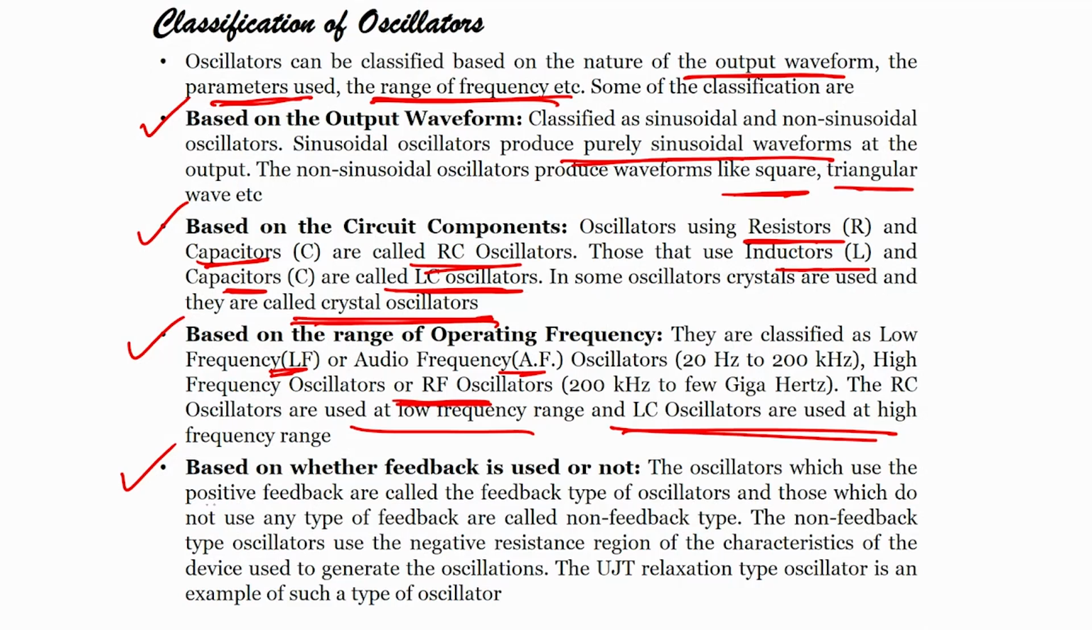So we have seen classification based on component, output waveform, and frequency. Now let us see based on whether feedback is used or not. The oscillators which use positive feedback are called feedback type oscillators, and those which do not use any type of feedback are called non-feedback type oscillators. The non-feedback type oscillators use the negative resistance region of the characteristics to generate the oscillation. The UJT relaxation oscillator is an example of such a non-feedback type oscillator. So these are the types of classification of the oscillators.